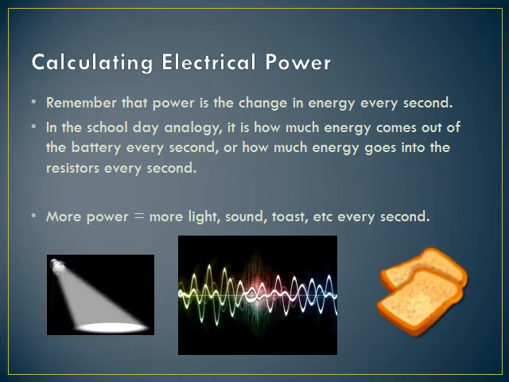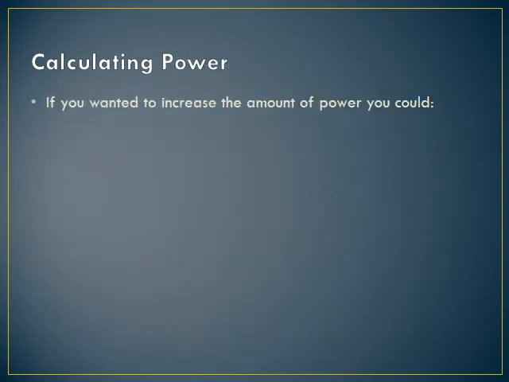So why do we care about power? In devices that we use, power is how much energy is being transformed into some other useful kind of energy each second. So if we're talking about power in terms of lights, more power means more light. More power can mean more sound. More power can mean more toast if you're talking about power in your toaster. So it's taking electrical energy and transforming it into some other kind of useful energy that we use.